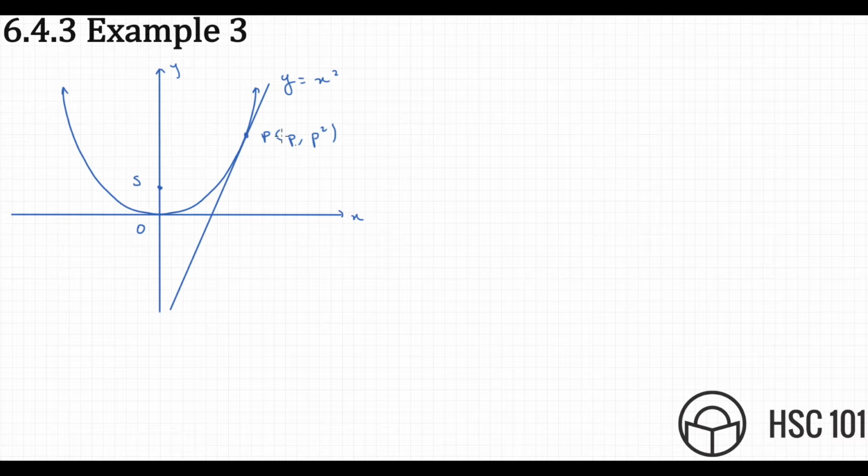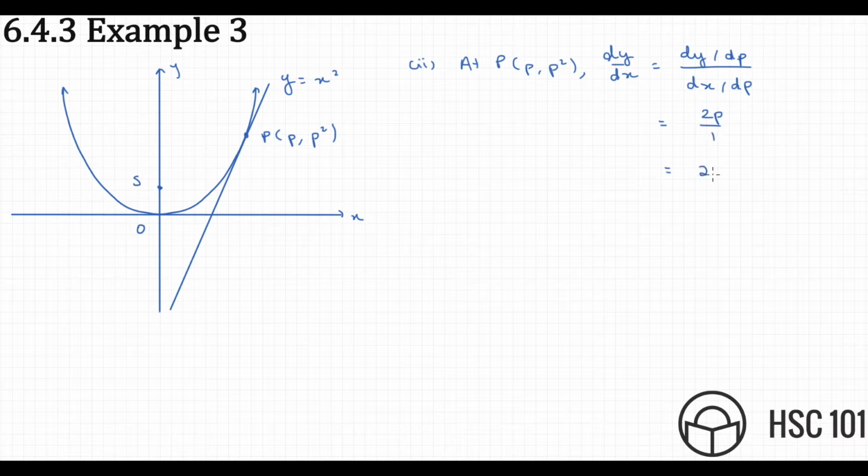If that's the case, the way in which we're going to find the equation of the tangent is still exactly the same. We're going to start by considering the point P. So at the point P given by (p, p squared), the gradient of the curve, which represents the gradient of the tangent at that particular point, is still given by dy/dp over dx/dp. If I differentiate p squared with respect to p, I get 2p. If I differentiate p with respect to p, I get 1. So therefore dy/dx in this case is 2p.